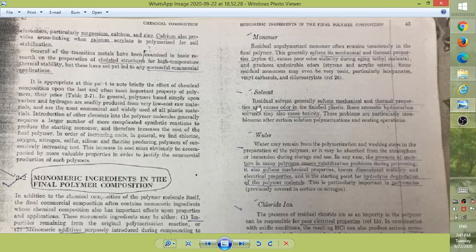This is particularly important in polyamides previously covered in the section on hydrogen bonding. So water can cause dimensional instability. The dimension of the polymer will not be proper because of the presence of water, and secondly it can also be responsible for hydrolytic degradation of the polymer molecule.